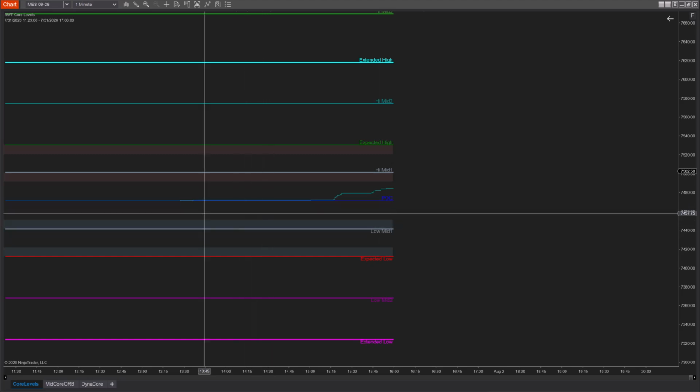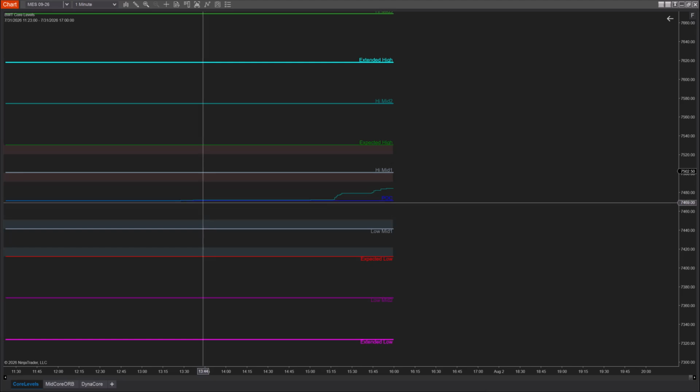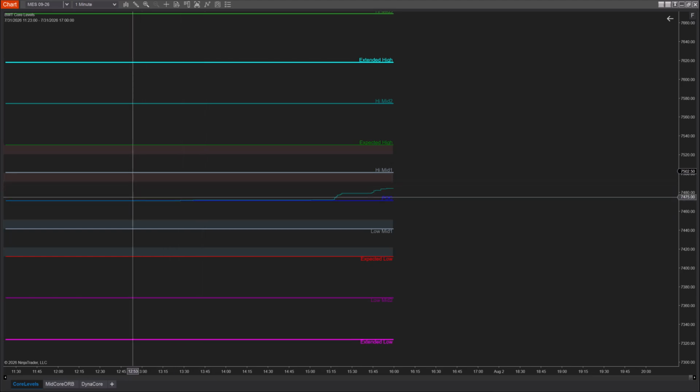Now, on the chart is a trading day with the price action removed. Everything you're looking at was drawn up before the session opened. I took away the bars and the candles. So what we see here are just the BWT precision core levels.